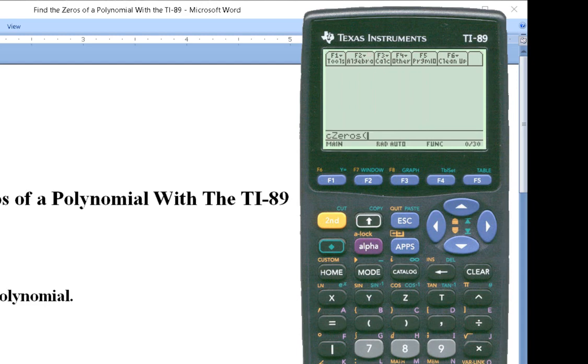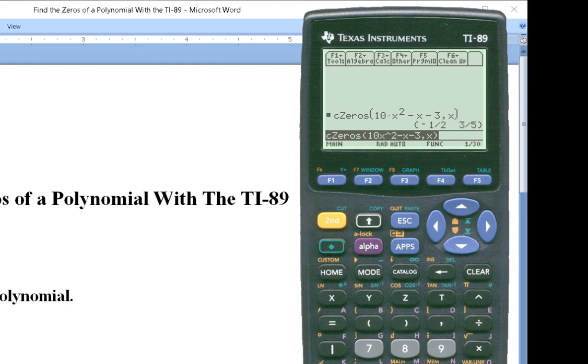And then I simply enter the polynomial. So 10x squared, little caret and 2, minus x minus 3, and then a comma, and then just like with equations, I have to give the variable, so hit x and then parentheses, and I get the zeros of -1/2 and 3/5.